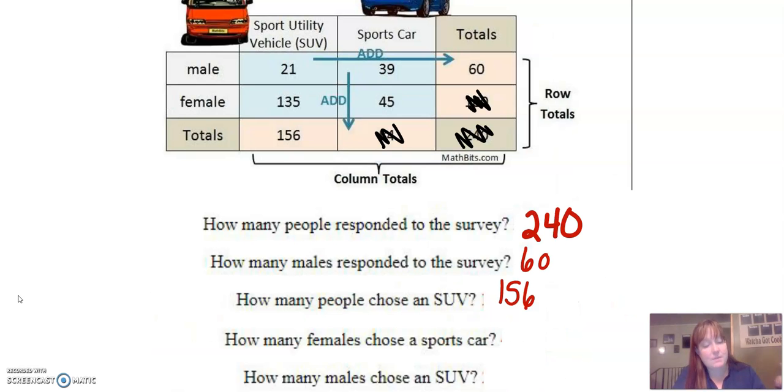How many females chose a sports car? So now, instead of these totals, where this is everybody who chose an SUV, we're looking at just females who chose a sports car. So we're just looking at this group right here. We're just looking at those 45 people right there. And then how many males chose an SUV? So that would be right over here, these 21 people.